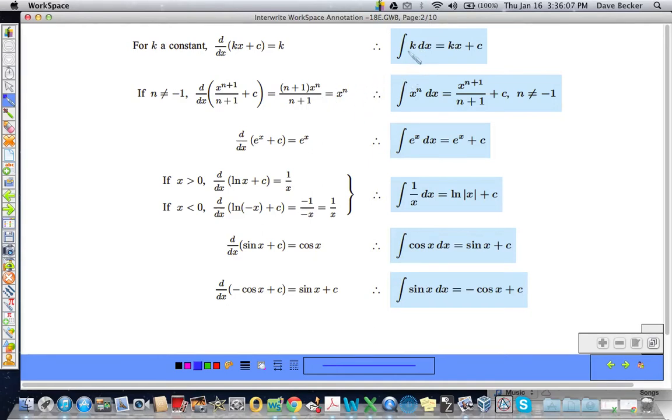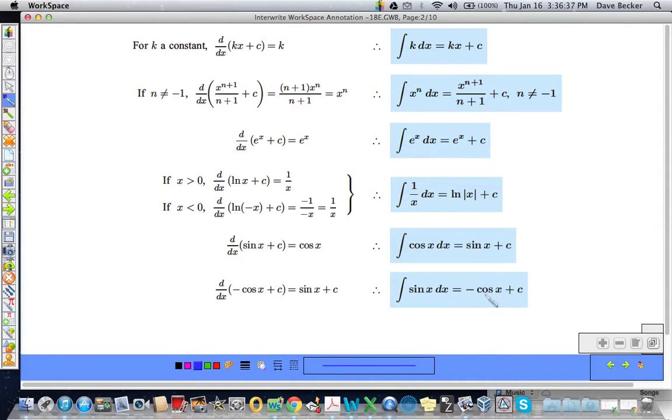If I take the integral of a constant k, it's going to be kx plus c. We've talked about the power rule. The integral of e to the x is e to the x plus c. The integral of 1 over x is the natural log of the absolute value of x, and we know that the derivative of the natural log of x is equal to 1 over x. The derivative of sine x is cosine x, hence the integral of cosine is sine, and so on.